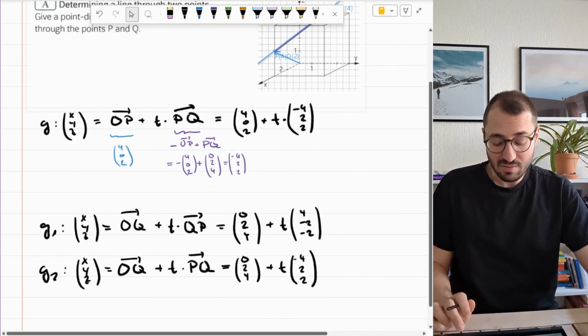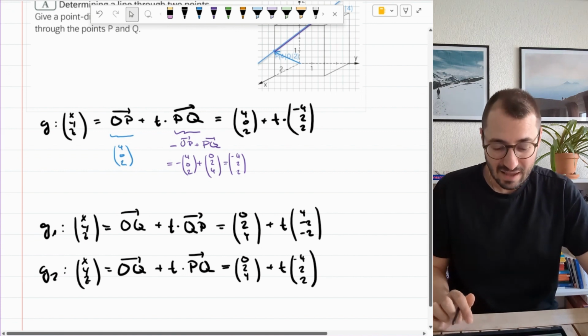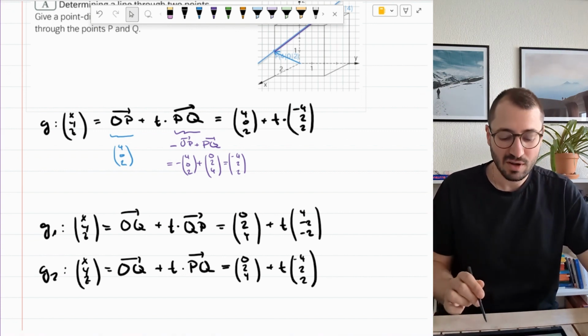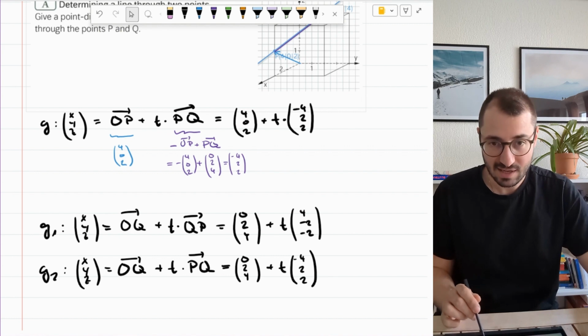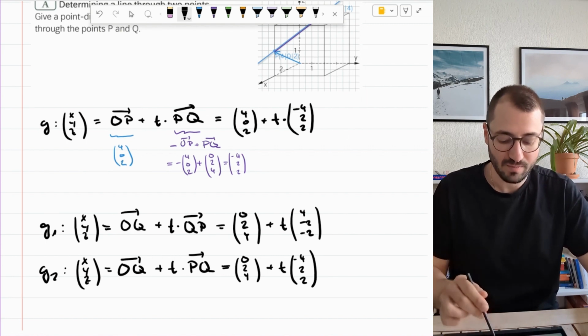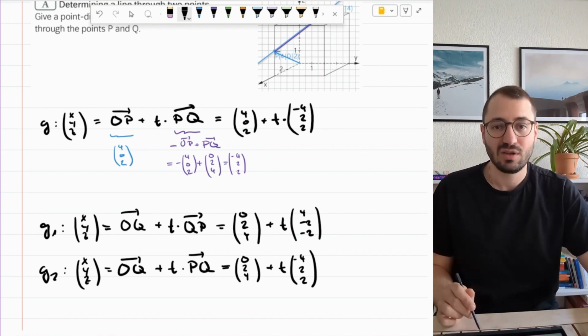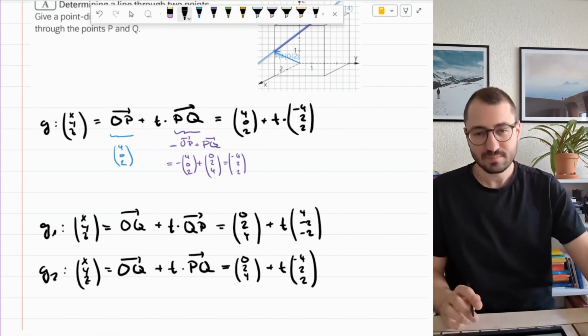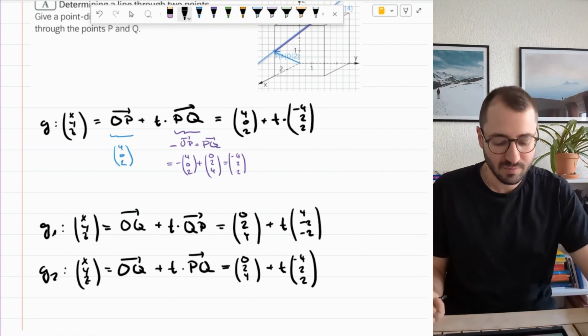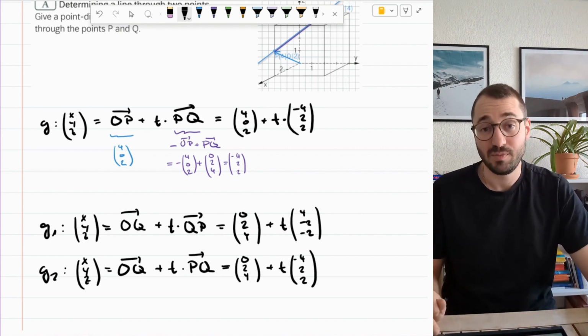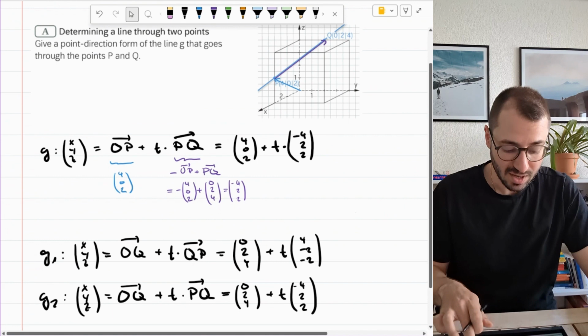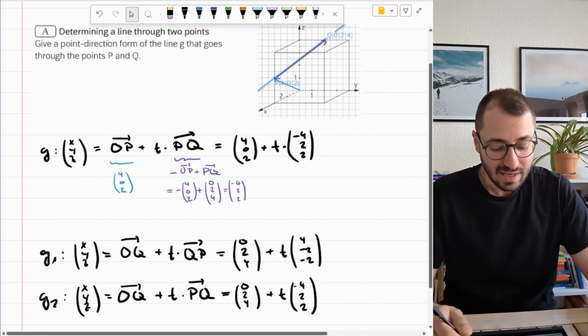Now, last question here. What happens if you plug in a value for t? So let's say you plug in the value 1 in each of these solutions. Do you then get the same point? So quickly think about this. Do you get the same point? The answer is no, you don't get the same point.